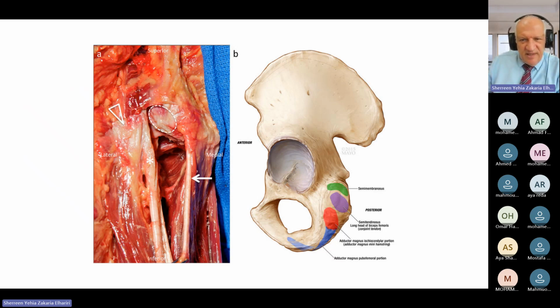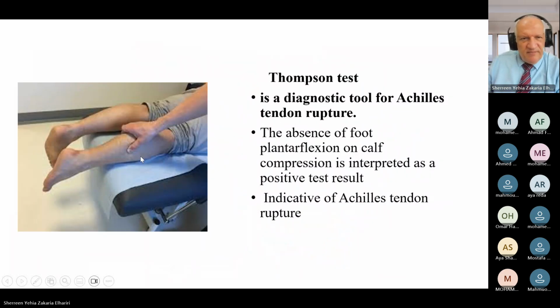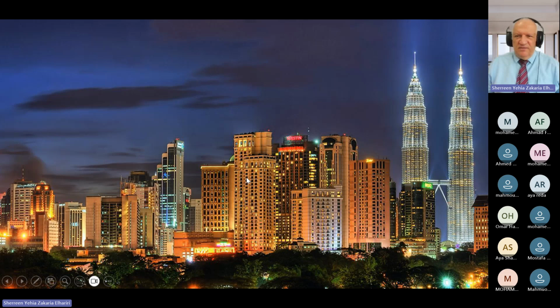This is again the muscles attached to the greater trochanter. Not important, but all right. If you see here, this is the semitendinosus. This is the area of the muscles attached to the greater trochanter. It's important to know these muscles and the nerve supply. Okay. So back again, the anatomy is easy.